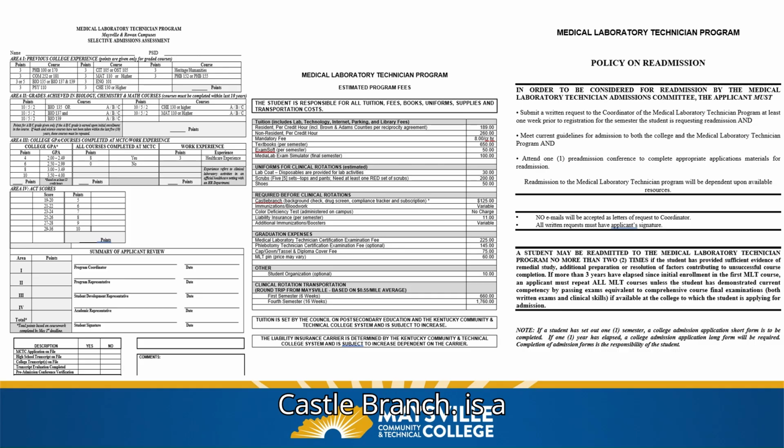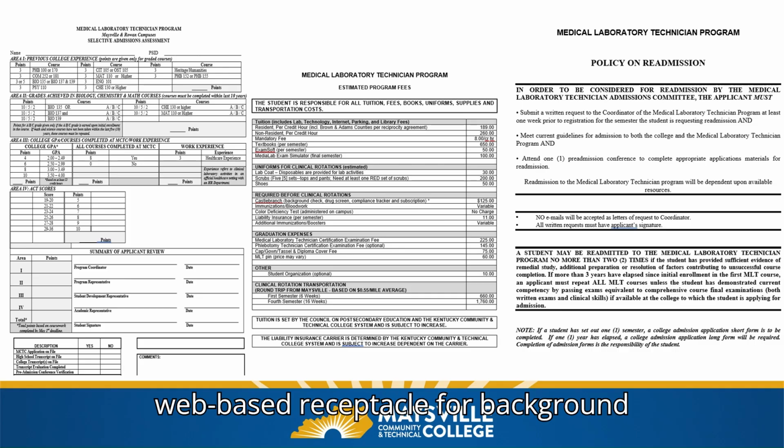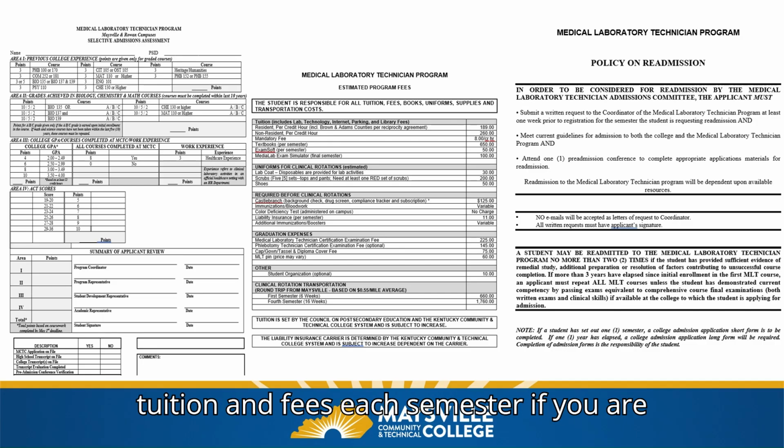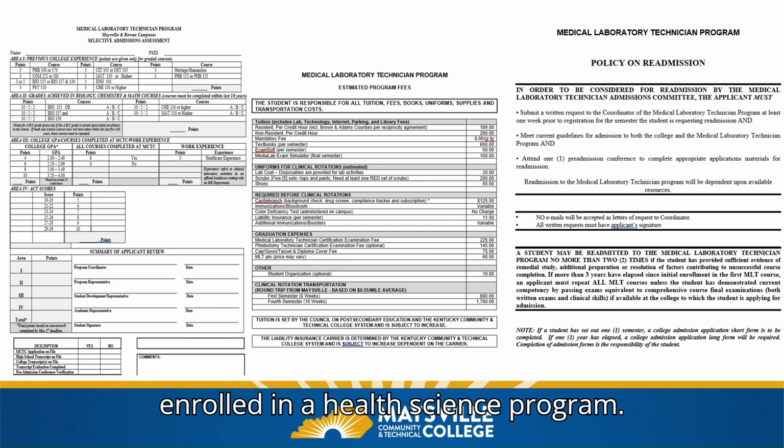Castle Branch is a web-based receptacle for background checks, urine drug screens, and immunization records. The cost of that is $125. Any additional immunizations or blood work required, of course, is going to vary depending upon where you obtain it. The color deficiency test can be administered here on campus by me. Liability insurance is rolled into your tuition and fees each semester if you are enrolled in a health science program.